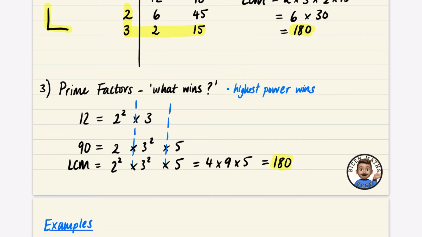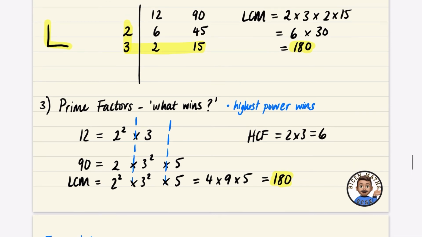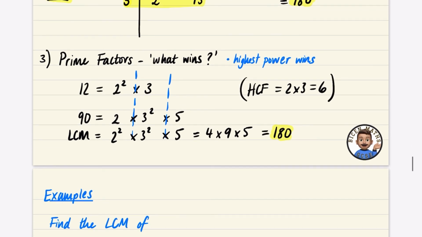If this was the highest common factor, just as a recap to the last video, that is where you would pick the lowest power. So the lowest power would be 2, the lowest power here would be 3, and the lowest power here would be nothing. The highest common factor would be 2 times 3, which is 6, the same as what we would see as the highest common factor here, 2 times 3 being 6.